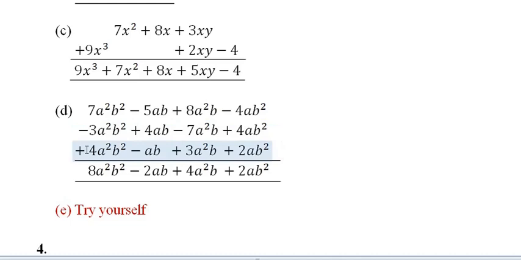And the third one is 4a squared b squared minus ab plus 3a squared b plus 2ab squared. So this is the third one. Now arrange them in such an order that the like terms should be together. Here you can see a squared b squared, a squared b squared, a squared b squared, so they are the like terms, for 7, 3, and 4. And here for 5, 4, and 1, we have ab, ab, and ab. Similarly, for a squared b, you arrange it, and for ab squared, you will arrange it in such a manner.